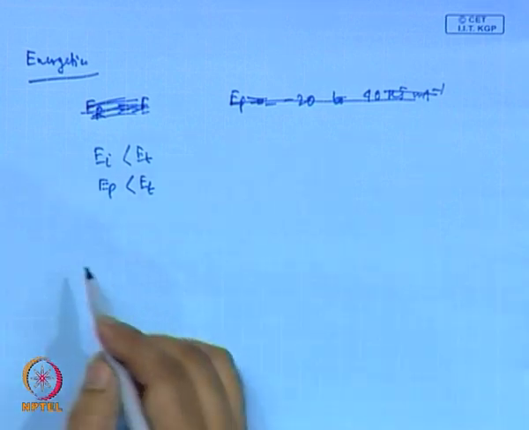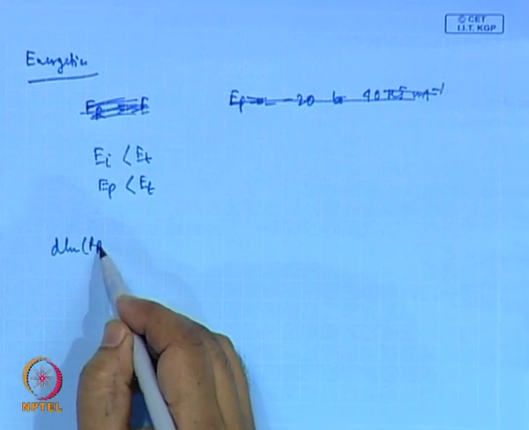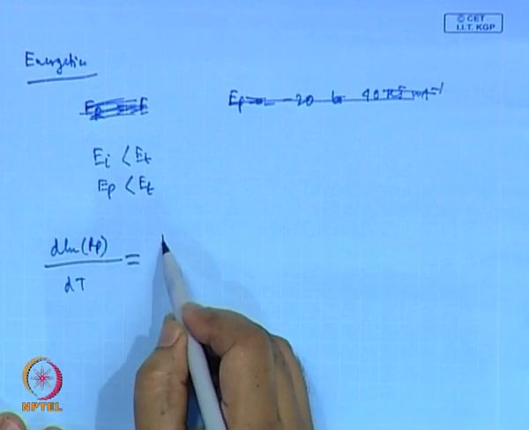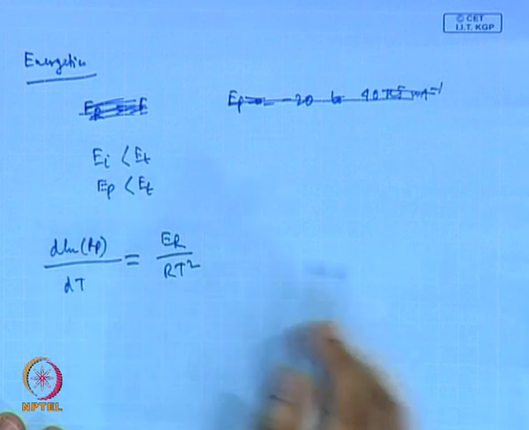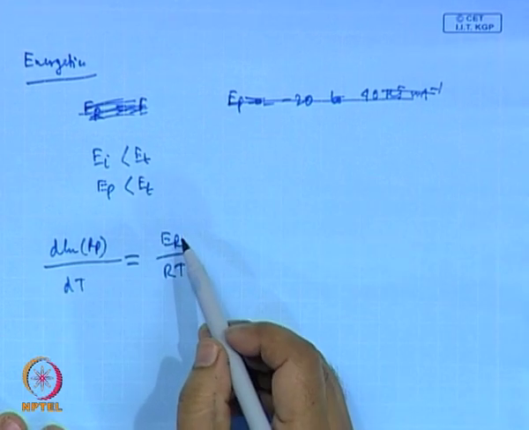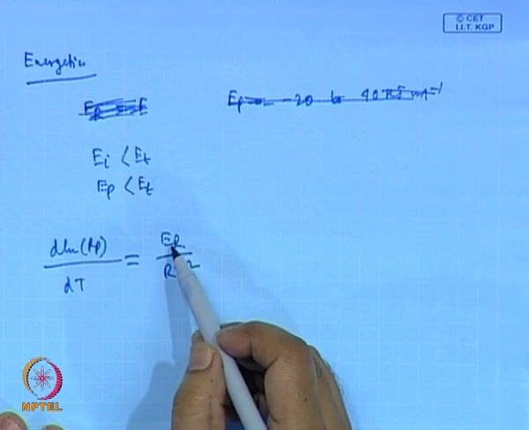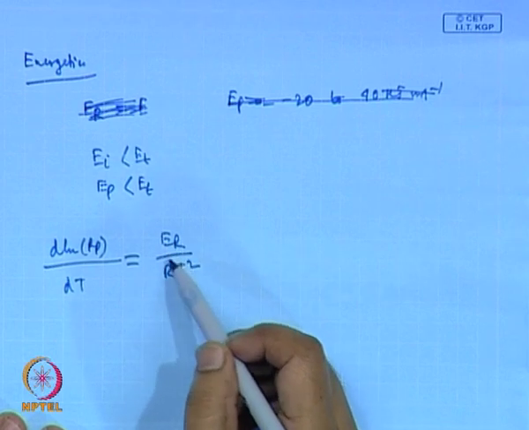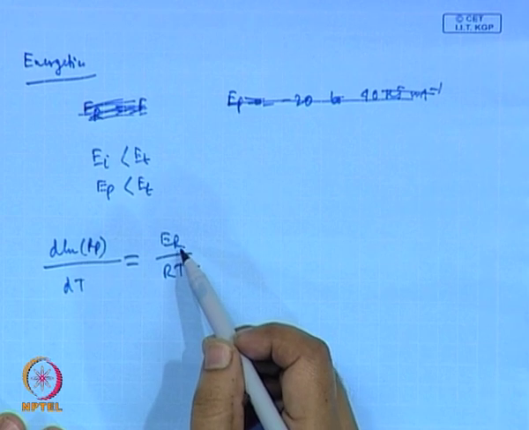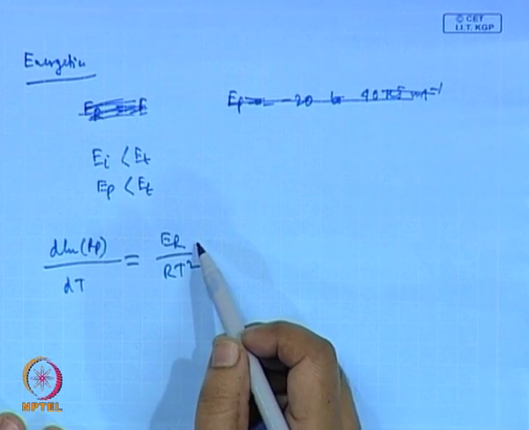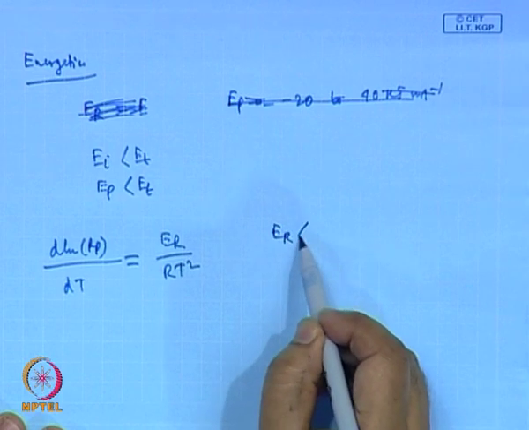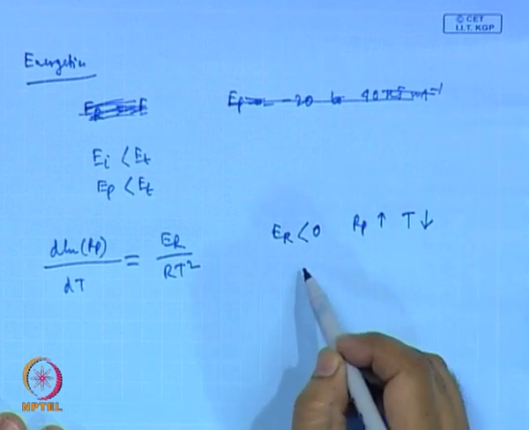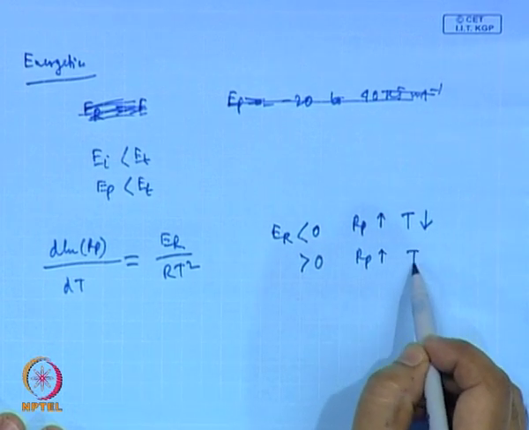So, if I want to find out the effect of temperature on the rate of cationic chain polymerization, we get this ER like the earlier case, and depending upon the value or sign of ER, you can tell whether the reaction rate will increase with temperature or not. If this ER is negative, then Rp goes up as temperature goes down. If it is positive, then Rp goes up with increase in temperature.